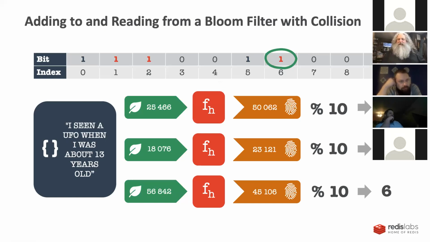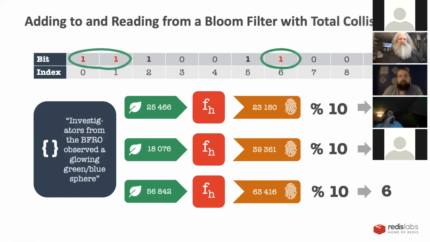You're probably starting to see where the false positives come out, where the probably comes in, because you can add something that has a complete collision. So investigators from the Bigfoot Field Researchers Organization observed a glowing green-blue sphere. It generates 0, 1, and 16. All of those are already set high. They're all set to true. And so there's nothing to do here. And if you go and read it, it's going to say that was added. But if you hadn't added it, you just went and read it, it still would have said this is true, even though it was never added.